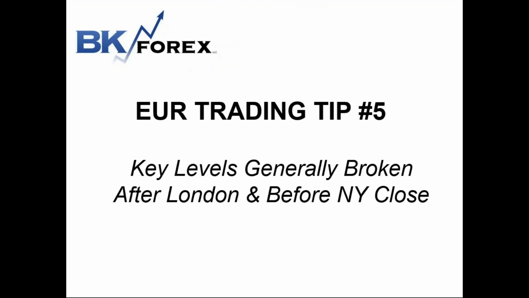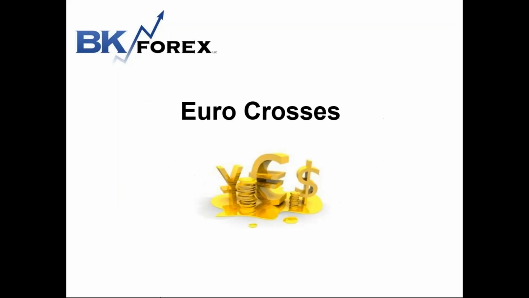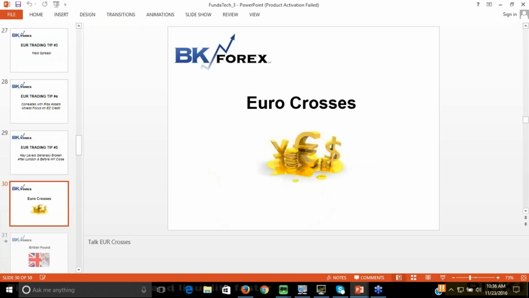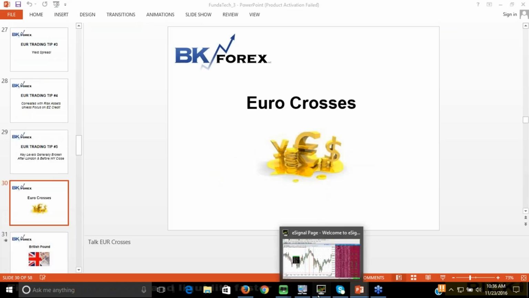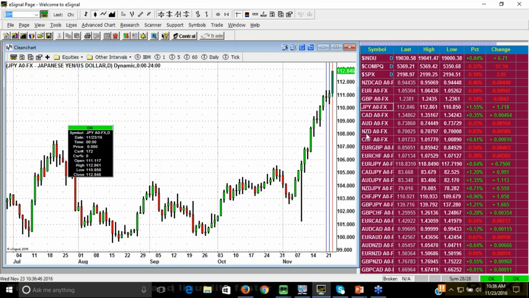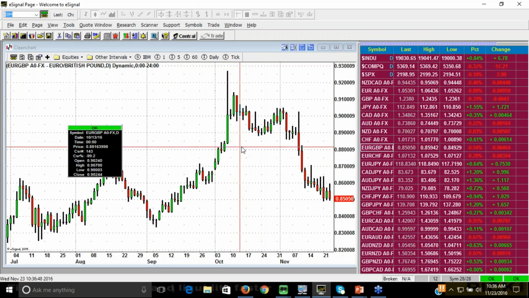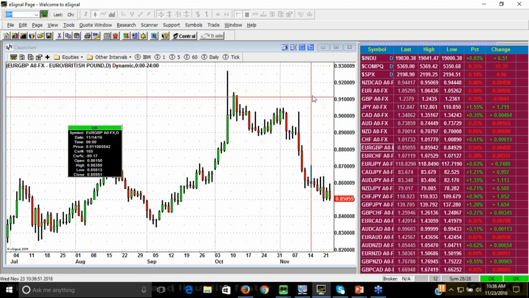Another trading tip is that the euro key levels are generally broken after either the London close or before the New York close. It's something that we've watched very significantly. Sometimes it happens beforehand, but sometimes very round numbers in the euro dollar can be broken during quiet, low volatility trading sessions. Euro crosses, there are a couple of crosses that are very much Eurocentric. For example, euro yen, euro pound.